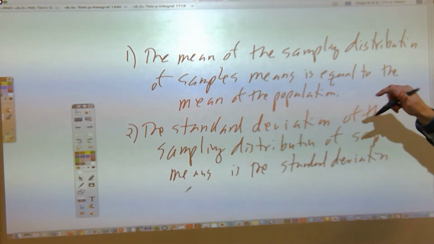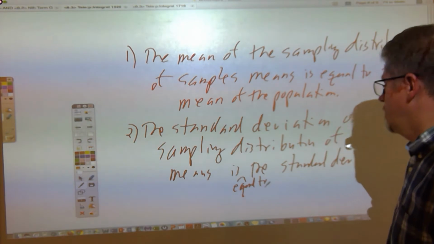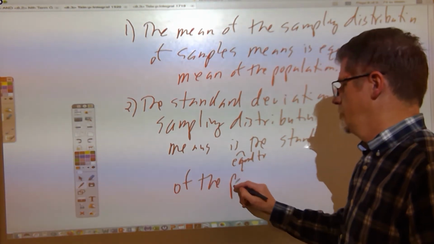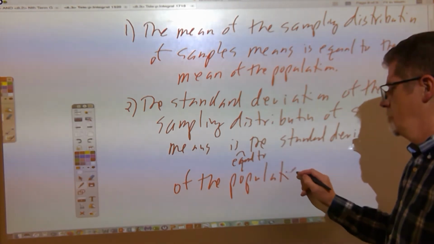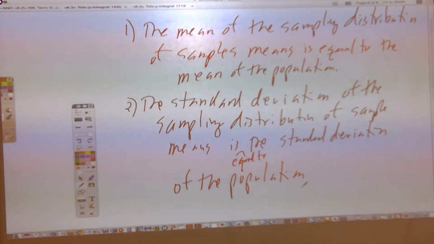Parallel construction is equal to the standard deviation of the population, and that's not the end of the sentence. What's the rest of the sentence? Yogurt day helps us calculate that. The end of the sentence is what?